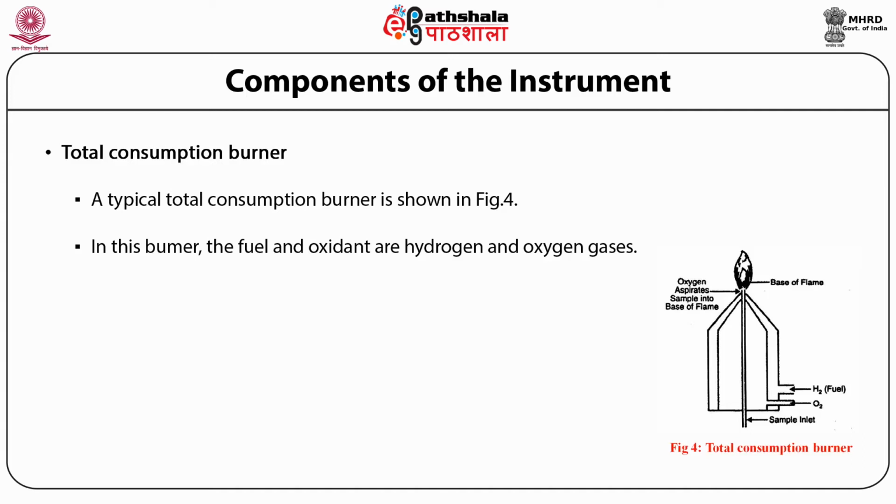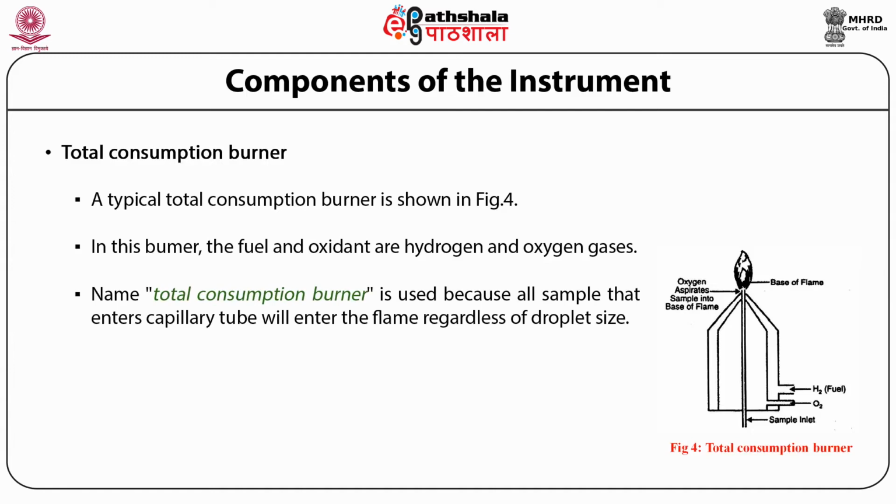From the side tubings, hydrogen and oxygen are entering and both are burning at the top of the burner to produce a flame. As soon as the liquid sample is drawn into the base of the flame, the oxygen aspirates the sample solution, leaving a solid residue. Atomization and excitation of the sample then follow.